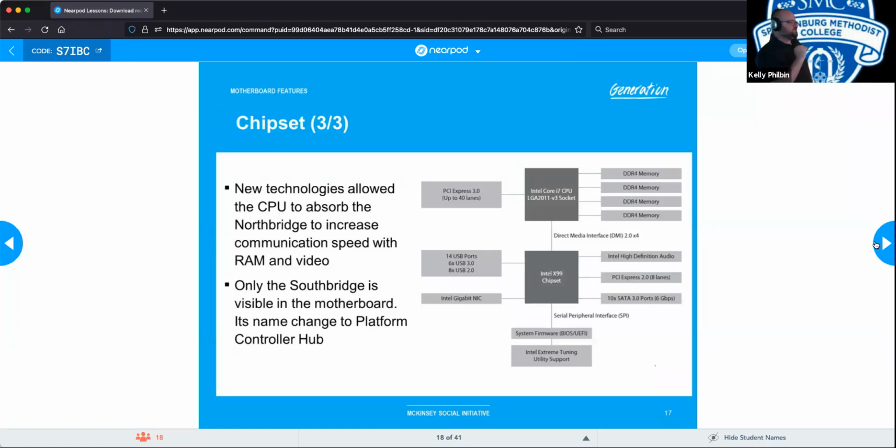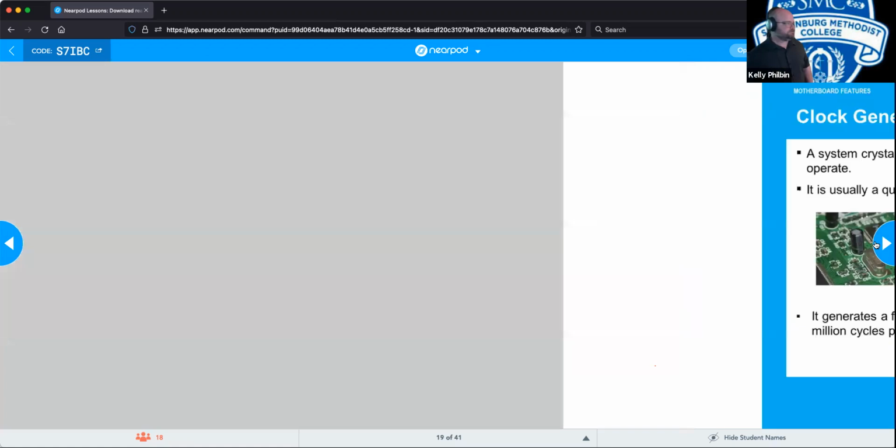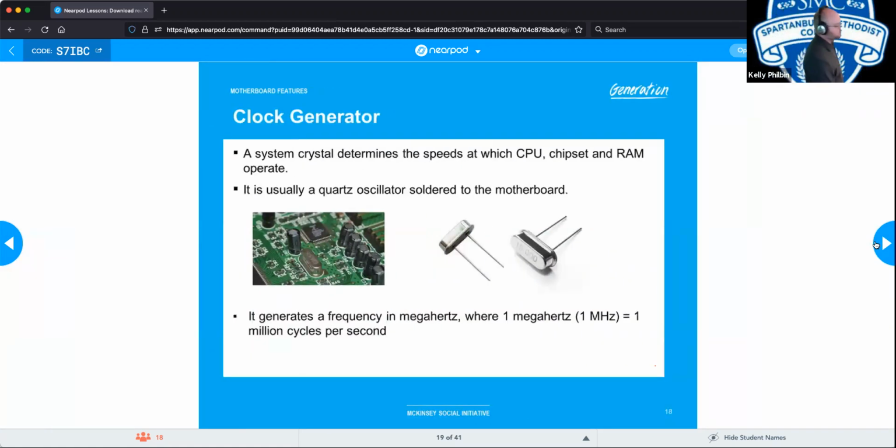South Bridge would typically be the only one visible on the most modern motherboards. They now call it the platform controller hub. They're not going to ask you that, but that's just in case you hear that term. It will point you to the South Bridge. All right, clock check. Oh, we've already covered this.